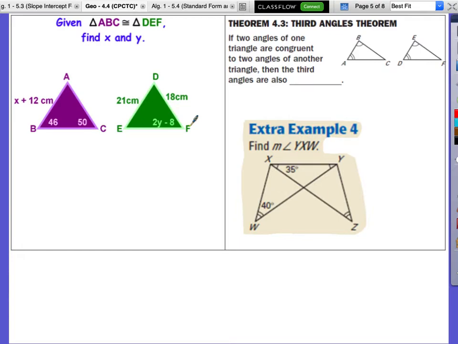Corresponding sides, okay? AB is where x plus 12 is. What's AB correspond with? AB's first two letters, DE. So that means AB and DE are congruent. So if AB and DE are congruent, what alarms and cowbells should be going off in our head? This side should be 21 as well. So what do we do if these two are congruent?